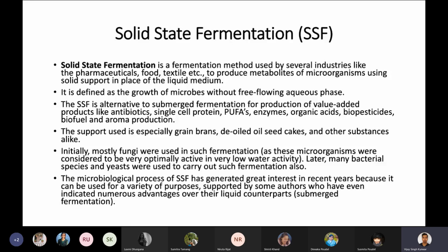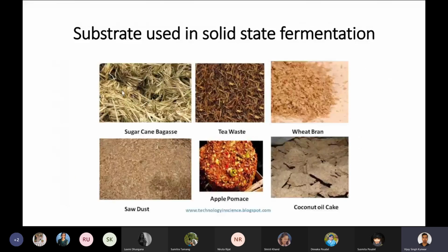So what are some of the substrates used in solid state fermentation? It can be sugar cane bagasse, tea waste, right, and wheat bran, sawdust, apple pomace, and the coconut oil cake. So these can be the substrates used, right?